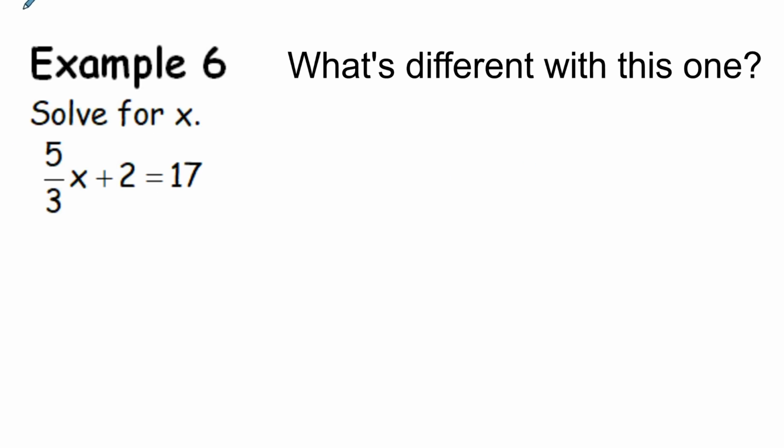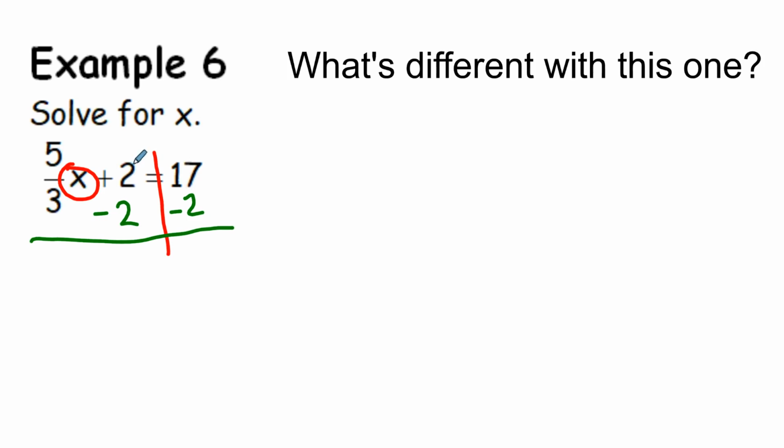Example 6. What is different with this example? Hopefully what you noticed is that we have an entire fraction being multiplied by our variable. So we're going to talk about how to get rid of this fraction, but what do you think the first step is? Our first step is to subtract 2 on both sides of the equal sign.